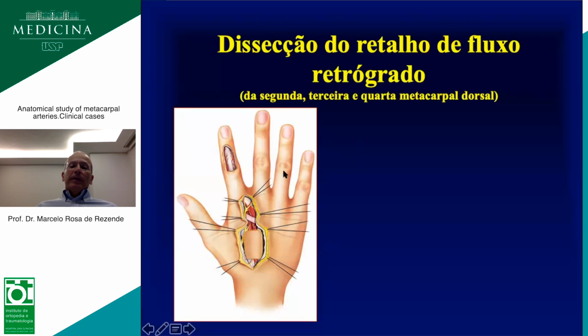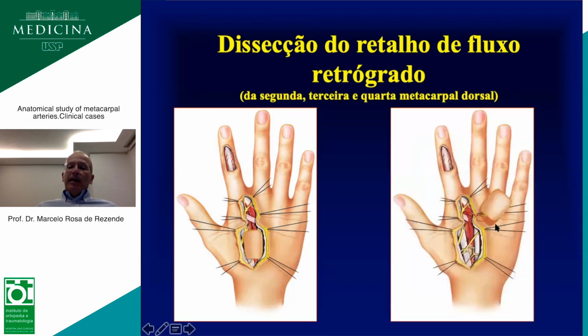Here is a schematic view of the flap to cover a distal portion of the finger, so we could use the flap based on the second metacarpal, but in a retrograde fashion. We ligated the second metacarpal proximally, and then we rotate and keep not only the cutaneous branch, but also the small branch that comes from the proximal part of the flap.